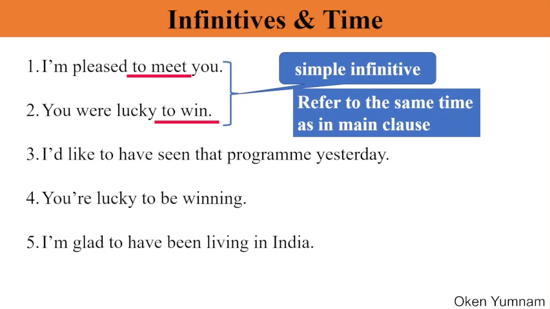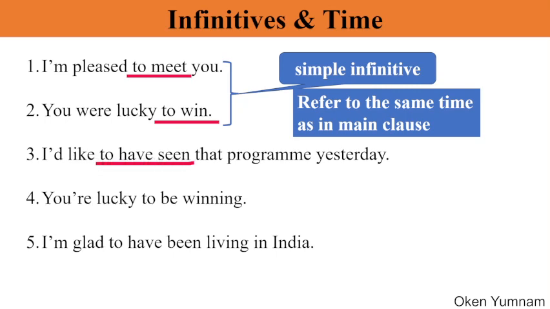And number 2, you were lucky. You were lucky in the past tense, to win. You won it in the past tense. So it happens at the same time as in the main clause or the main verb. Let's have a look at number 3.